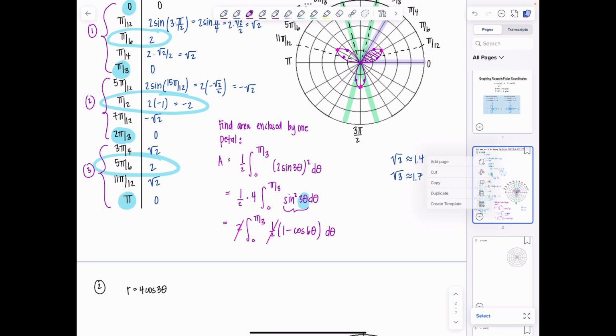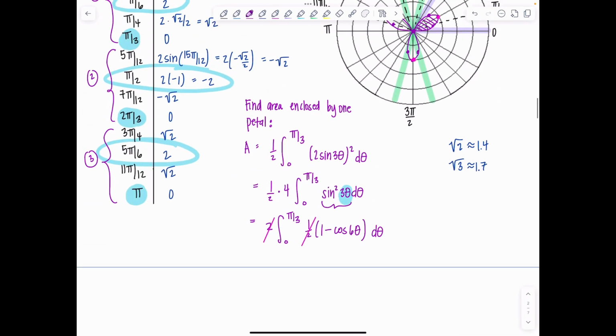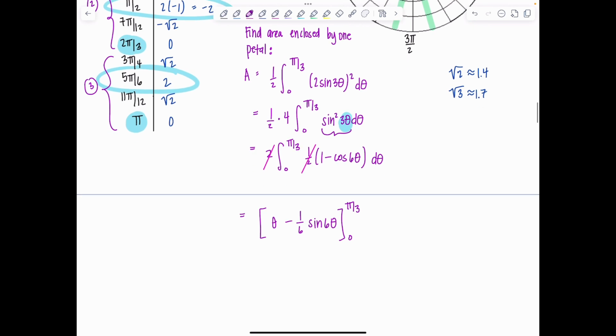So now we're ready to take our antiderivative. However, I am out of space, so bear with. The antiderivative of 1 is theta. The antiderivative of negative cosine 6 theta would be negative 1 over 6 sine 6 theta. And that's evaluated from 0 to pi over 3. And then from here, we'll just get pi over 3 minus 1/6 times sine of 2 pi, which is 0. Minus, if I plug in 0 for the lower limit, everything's 0. So this is pi over 3. So the area enclosed by one petal is pi over 3.